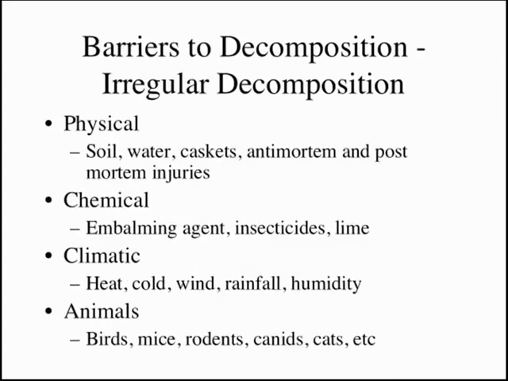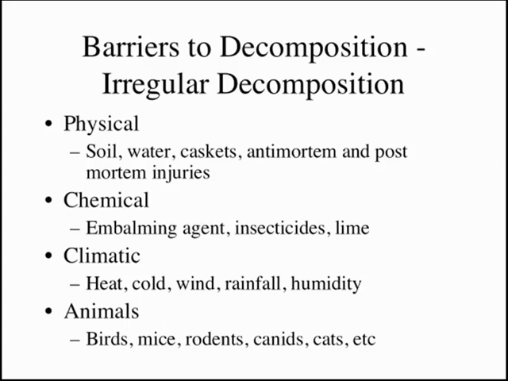Now, there are barriers to decomposition and irregular decomposition. There are physical barriers: the type and nature of the soil; if the person died and was in the water; if they were in a casket, and the nature of the casket, were they lead? Antemortem and post-mortem injuries: were there openings in the body that influence the rate at which fluids left the body? There are also chemical barriers. We use embalming agents, insecticides, lime. All of these things can slow down decomposition.